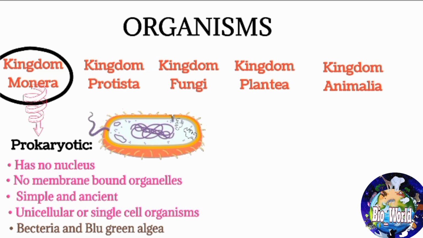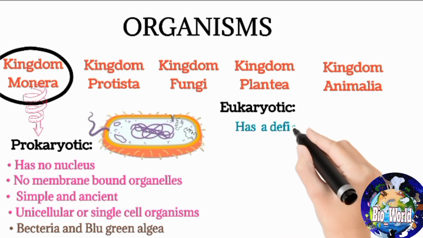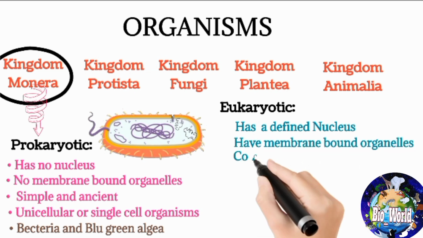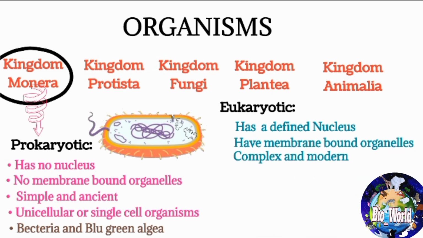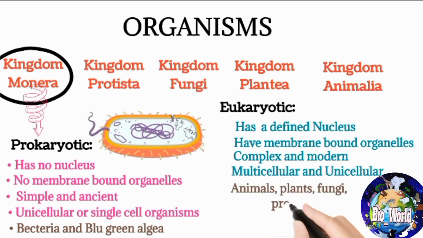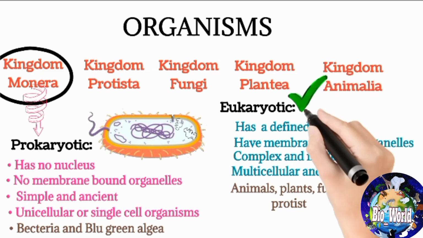While the other four kingdoms are eukaryotic organisms. Eukaryotes have a clearly defined nucleus. They have membrane-bound organelles. Eukaryotes are complex and modern cells or organisms. Eukaryotes are mostly multicellular, and also include single-celled organisms. Animals, plants, fungi, and protists are examples of eukaryotic organisms. Now we are going to concentrate on the concept of the eukaryotic cell.